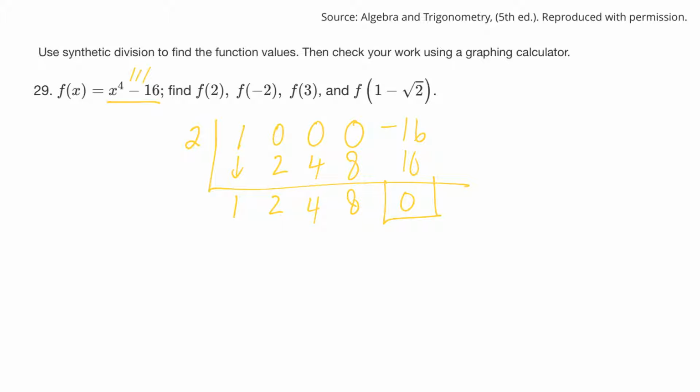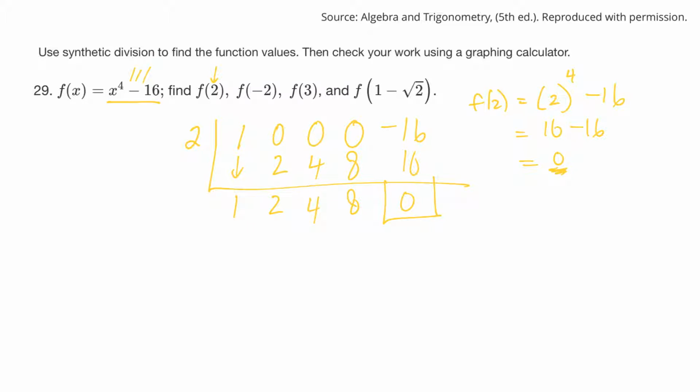Now another thing you could have done is just to do f of 2, you could have put a 2 in, this 2 here, everywhere you see an x, minus 16. So 2 to the fourth is 16. 16 minus 16 gives you 0. So the function value is 0. So that gives us a point on the graph. Now we can do some of the other ones.